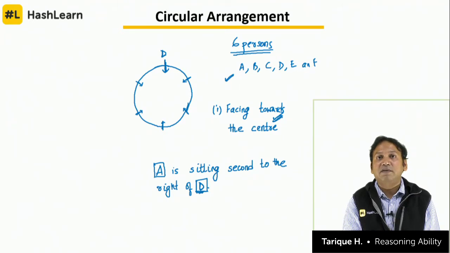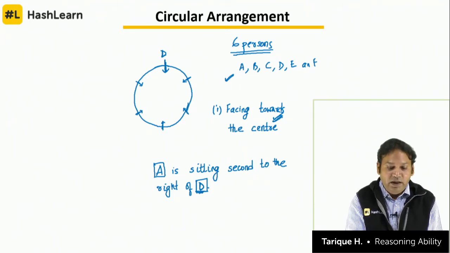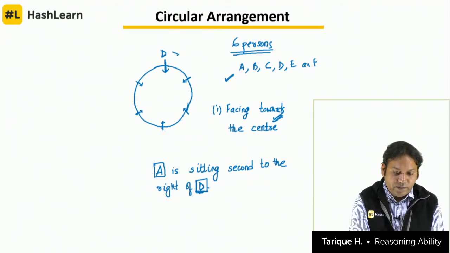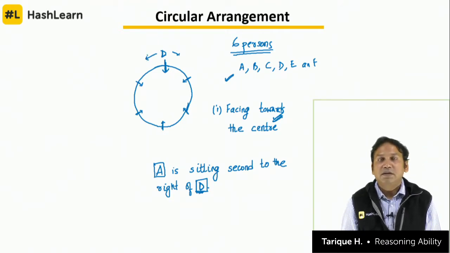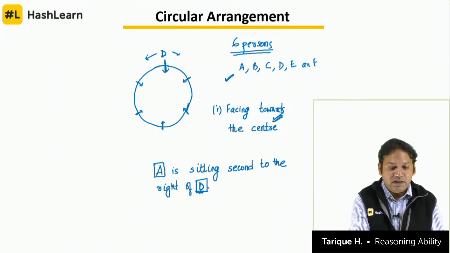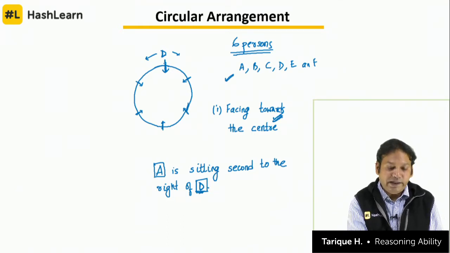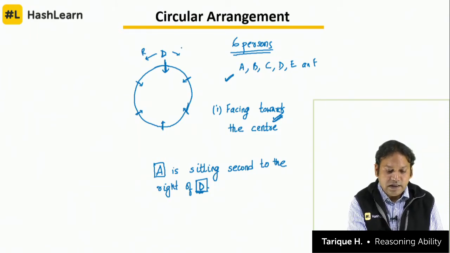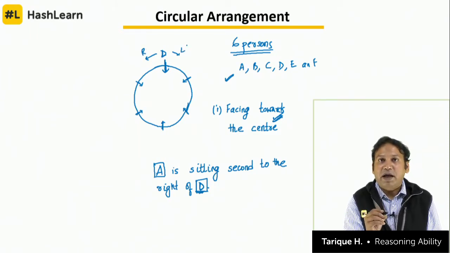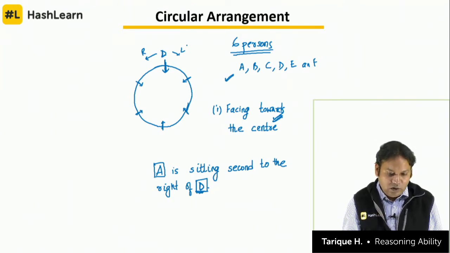Now the question is, which side is right of D? Is this side right of D or this side right of D? So what is given to us is that all of them are facing the center. So आप imagine करिए D is facing the center. So the right hand किस side होगा? इस side होगा. This is his right hand and this is his left hand. Okay. So right is in anti-clockwise direction and left is in clockwise direction. So that you have to understand here, anti-clockwise and clockwise.